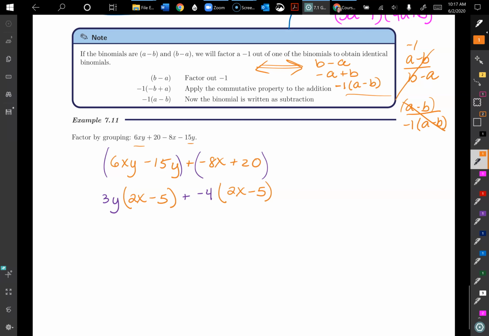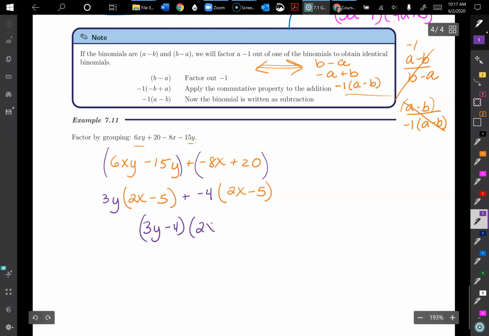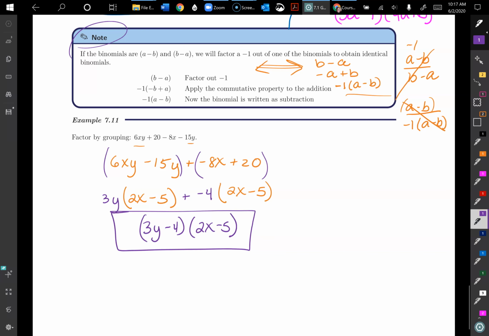So now we have 3y minus 4 times 2x minus 5. So we really didn't have to deal with anything along the lines of that note, but they had that there, so it may crop up later.